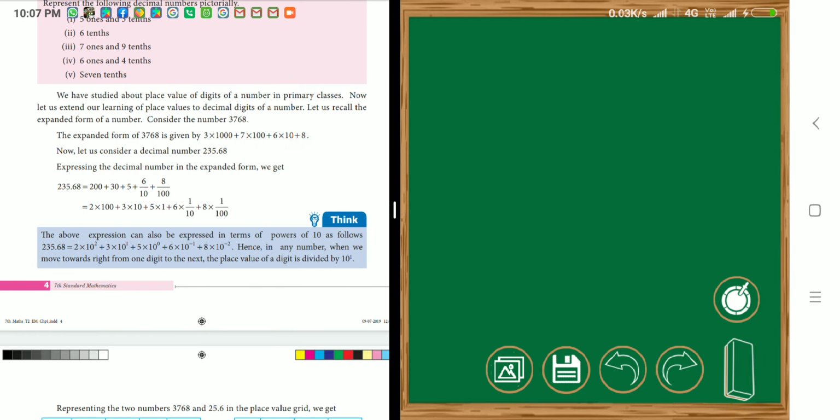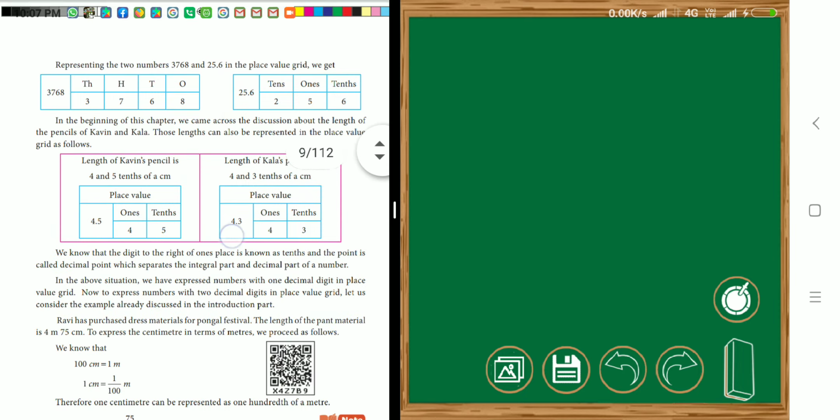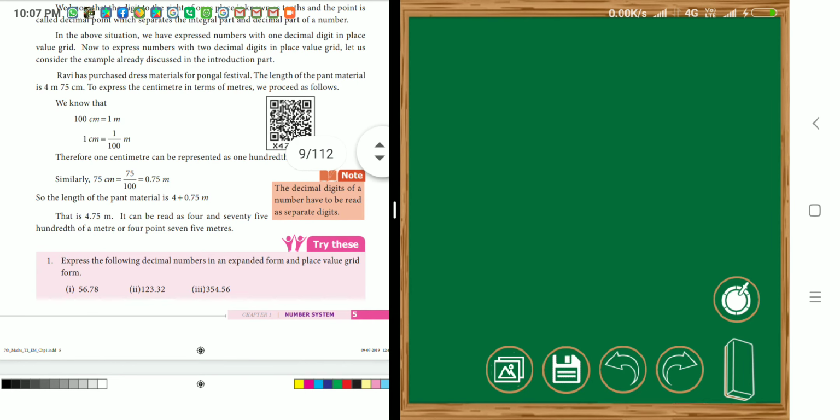And the next sum. Okay, all this we have completed. Next we are going to write numbers in a place value grid. So far we have learnt how to represent natural numbers in the place value grid. Now we are going to learn how we can show decimal numbers in the place value grid. 56.78 is the first number.